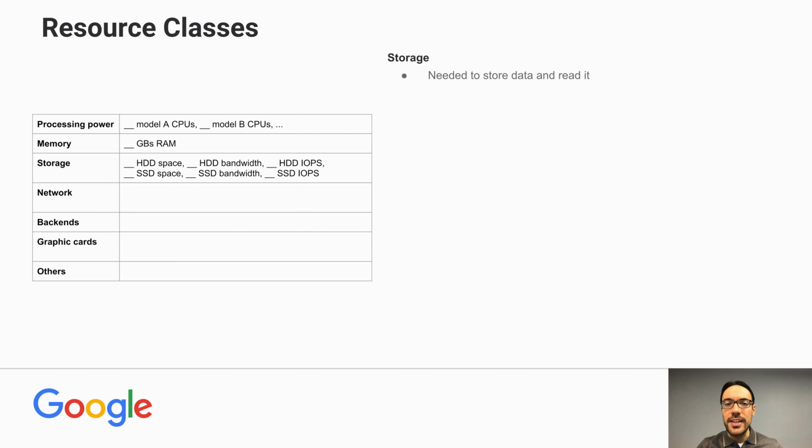Services often need to store data and read it, and they do so on hard disk drives or solid-state drives, either directly interacting with the hardware or by means of a storage service that abstracts storage drives. Storage can be described in terms of disk space, bandwidth, and input-output operations per second. Storage space is simple. Either in hard disk drives or solid-state drives, data needs to be physically stored in a storage medium. If the service runs out of space, that means writes will fail, and perhaps even reads will fail if reading somehow involves writing.